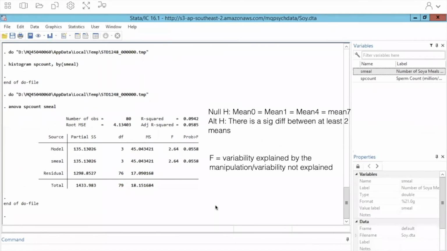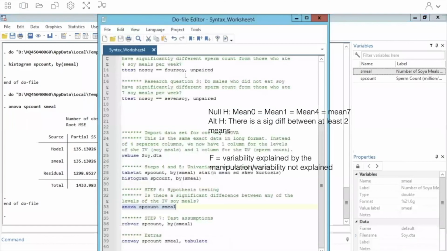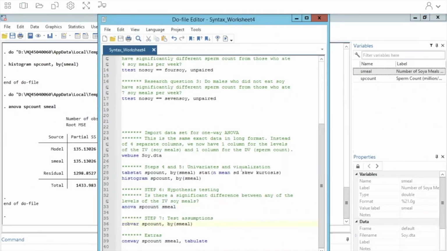All right, so let's move on to finally test the assumption of homogeneity of variance, specifically using Levene's test. Now, this is one example where the Stata command isn't quite intuitive. Levene's test is the command robvar, that stands for robust variance. And we want to determine if we have equal variability in sperm count at all levels of soy meal.